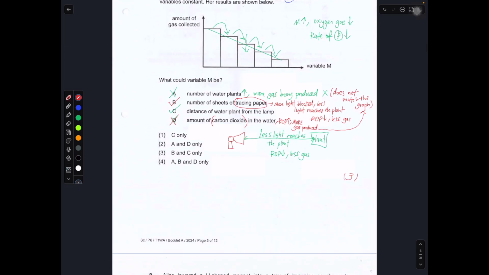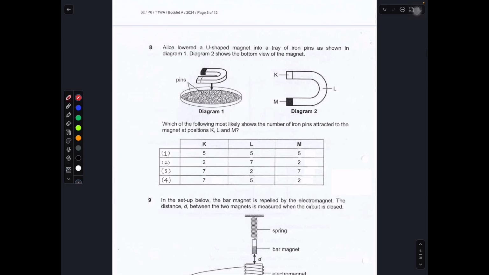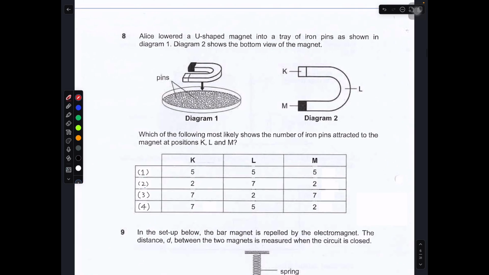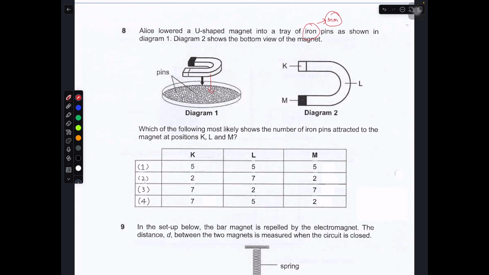Okay. Move on to question number 8. You have to look at both diagrams at the same time. So he lowered a U-shaped magnet into a tray of iron pins, which is a magnetic material, I'll just put MM in short, that can be attracted by a magnet, as shown in diagram 1. Diagram 2 shows the bottom view of the magnet. So if this is lowered, then it will attract some iron pins, right? So then they ask you which of the following most likely shows the number of iron pins attracted to the magnet at positions K, L, and M.